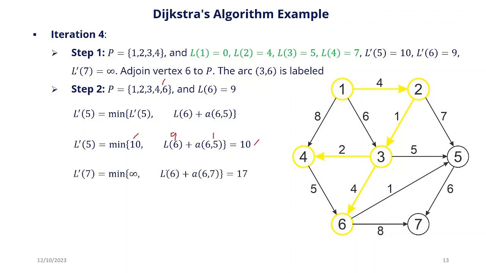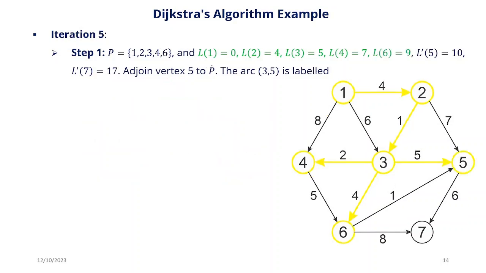What about L7? The initial value was infinity, and then we are looking at 9 plus 6 to 7, which is 8, and that gives us 17. The minimum between infinity and 17 is 17. So you can guess the next arc we are going to label is going to be from 3 to 5. Iteration 5. So we adjoin 5 to P, the permanent set of labels, and the arc 3 to 5 is labeled, as you can see in the diagram on the right. So our permanent L5 is equal to 10.